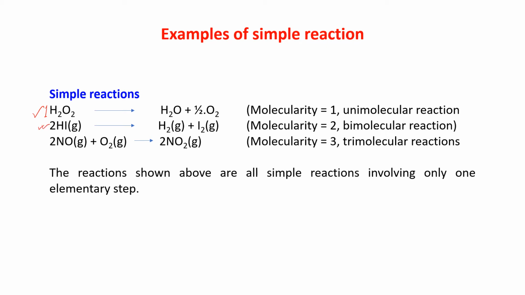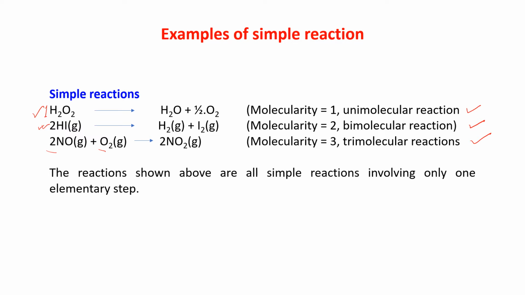And 2NO plus O2 is giving you 2NO2. Its molecularity is 3 because here 2 and here 1. So the molecularity is 3. So if the molecularity is 1, it is known as unimolecular. If the molecularity is 2, it is known as bimolecular. If molecularity is 3, it is known as trimolecular reaction.